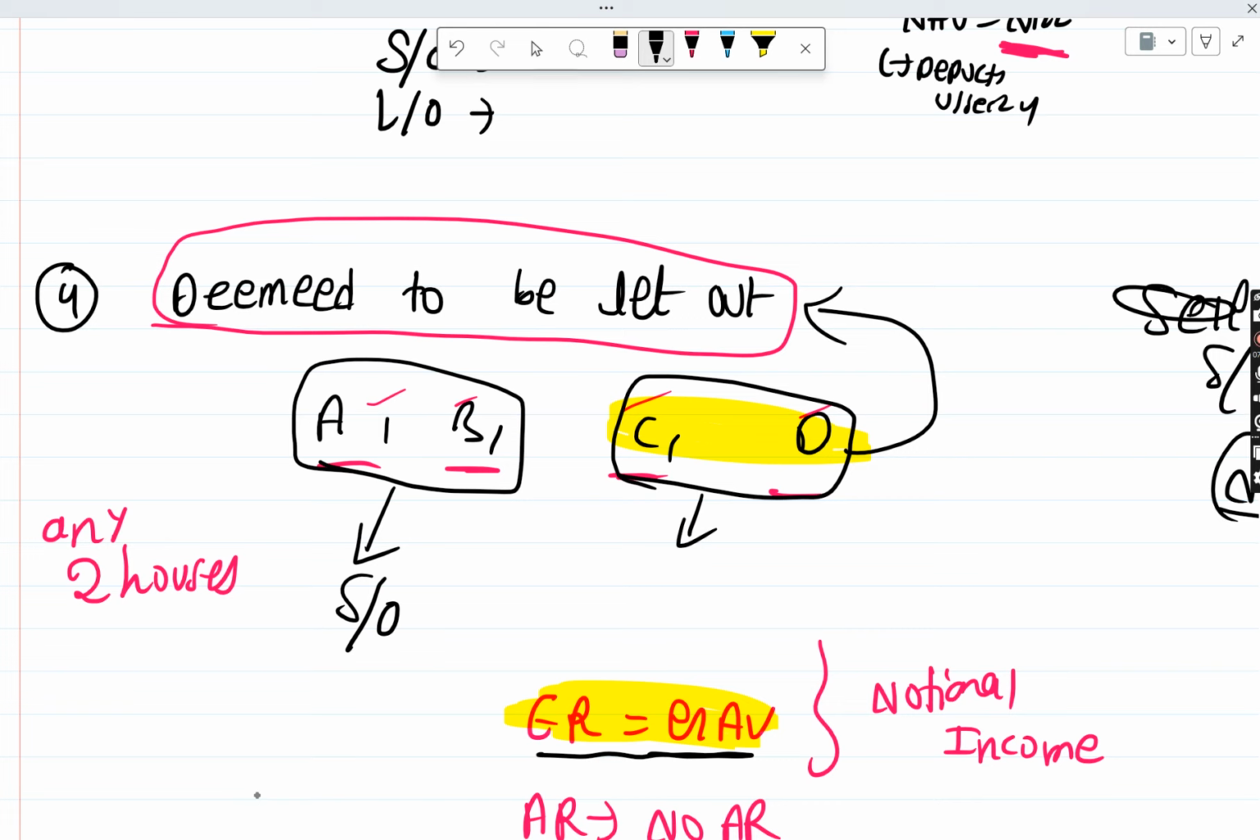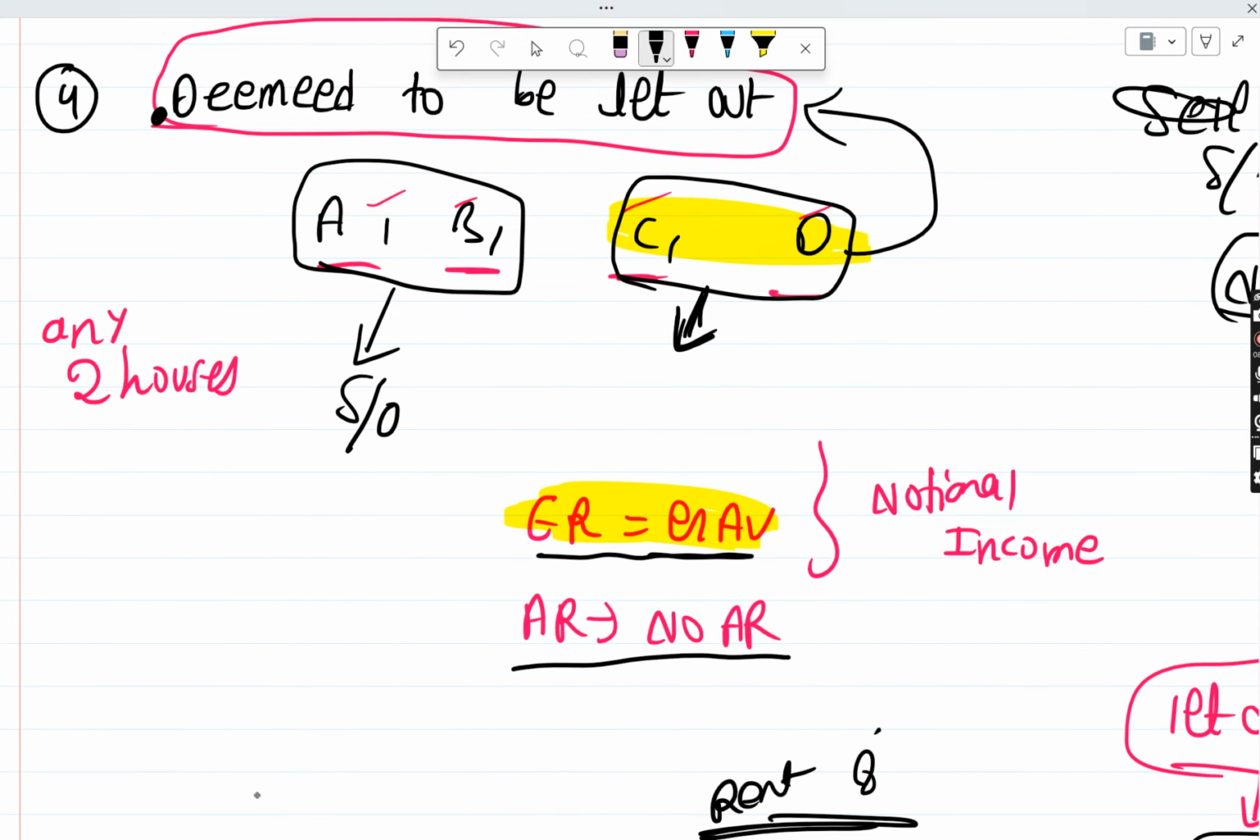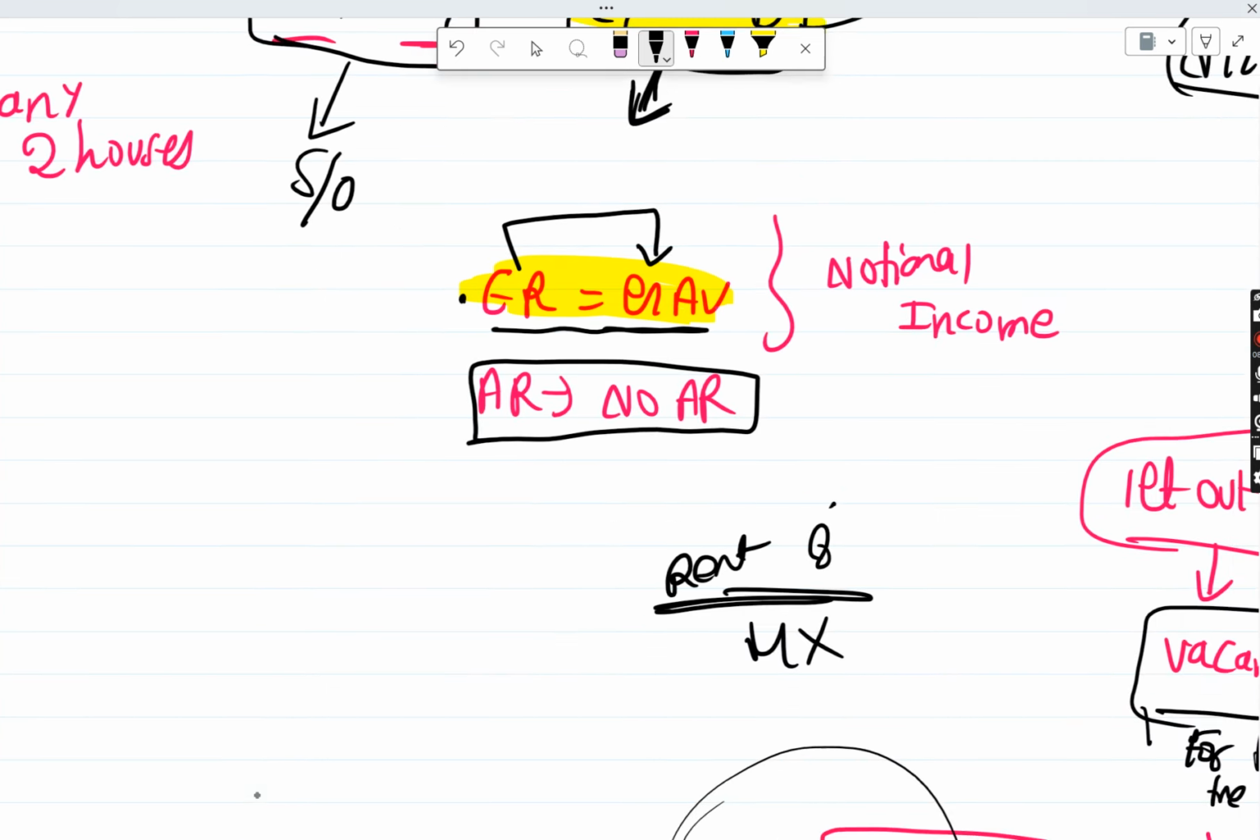And then deemed to be let out. We discussed that, as you told, maximum we can claim 2 properties as a self occupied property or unoccupied property. So the remaining houses should be deemed to be let out, right? When it is deemed to be let out, obviously there is no actual rent, so then expected rent will be considered as the GAV. We know how to calculate expected rent already. So these are the things which you need to remember.